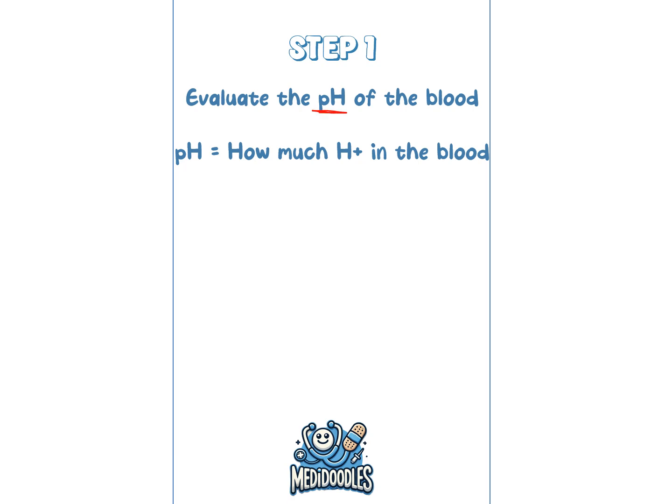Alright, so the first step is we need to look at the pH of the blood. The pH of the blood is essentially how much H plus is in the blood. Alright, and the normal pH is between 7.35 and 7.45. So anything between these two values is considered to be normal.